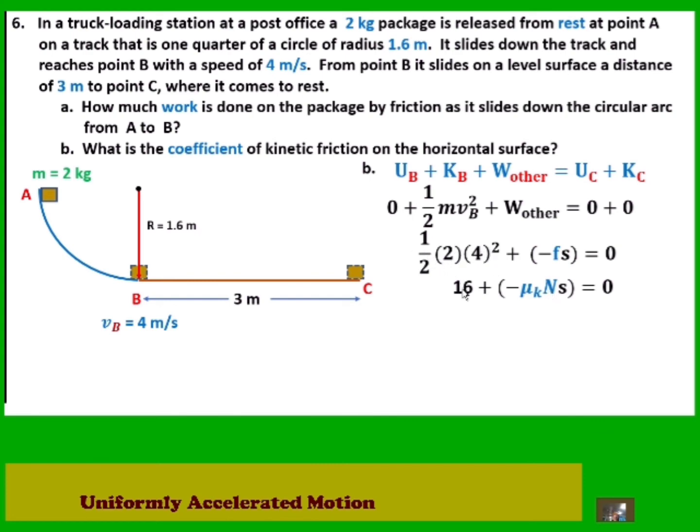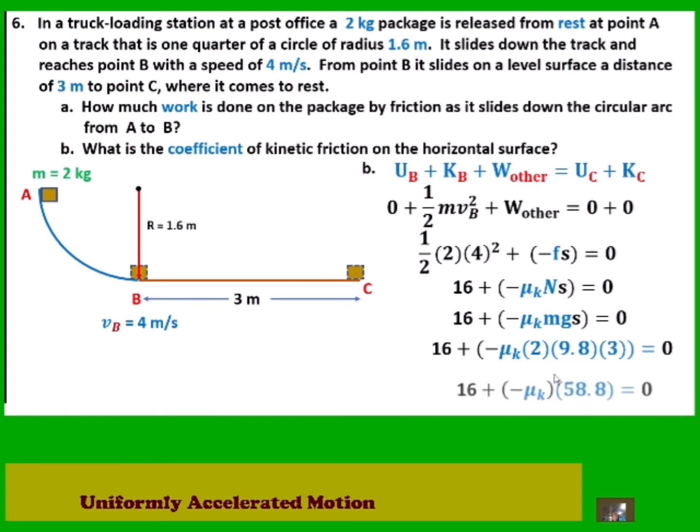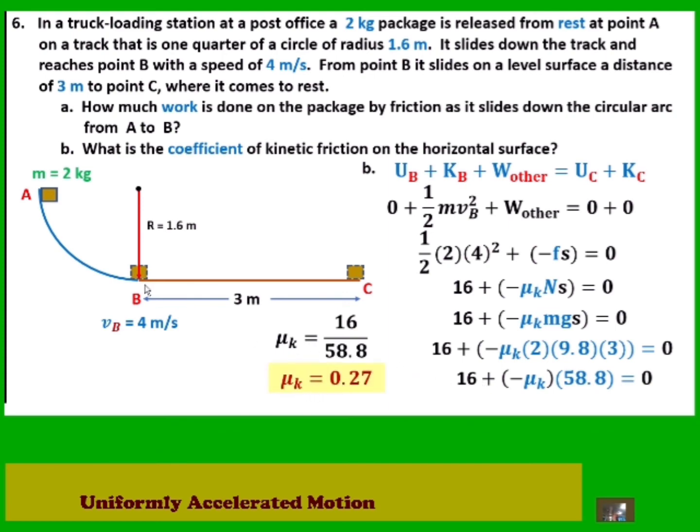wherein this term is equal to 16. The normal force is equal to the weight, mg. So substitute. Mass is 2, g is 9.8, distance is 3. Solving for mu sub k in this equation. So mu sub k is equal to 16 divided by 58.8. The coefficient of kinetic friction on this horizontal surface is equal to 0.27.